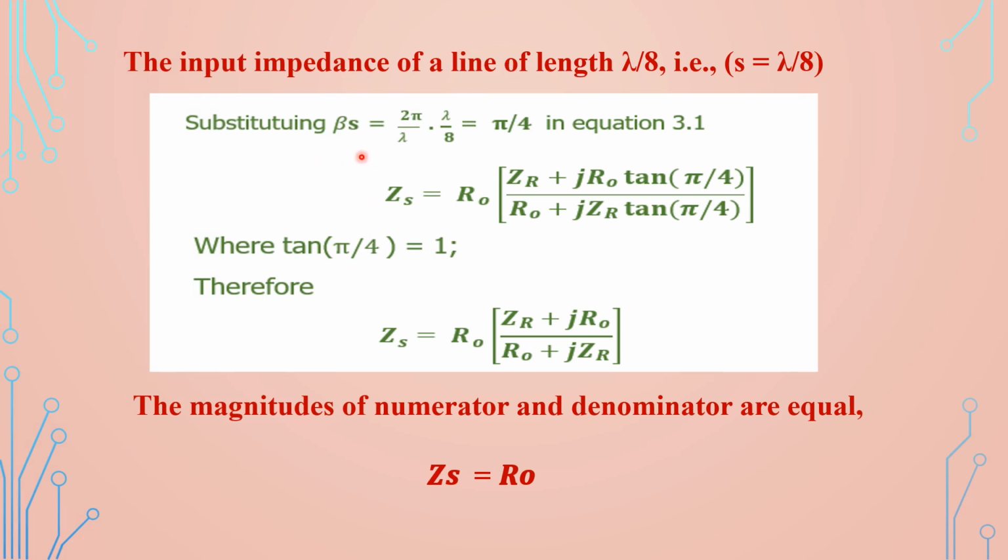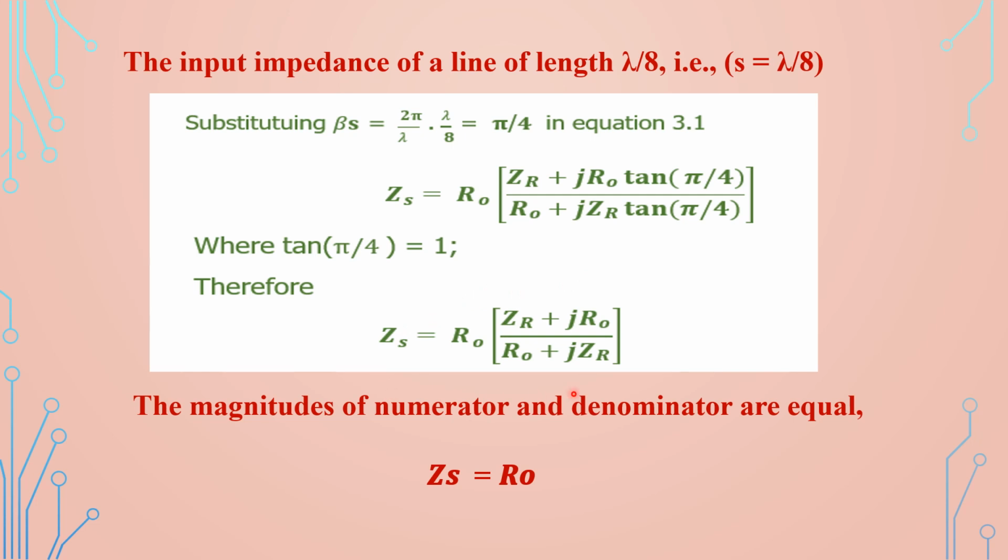Now let us calculate beta s. Beta is 2 pi by lambda. For an eighth-wave line, s is lambda by 8. So lambda gets cancelled, 2 and 8, so it is pi by 4. Now, instead of tan beta s, I replace it with tan pi by 4, and you all know that tan pi by 4 is 1. When I substitute tan pi by 4 equal to 1, what do I get? Zs is equal to R0 into (Zr plus jR0) by (R0 plus jZr).